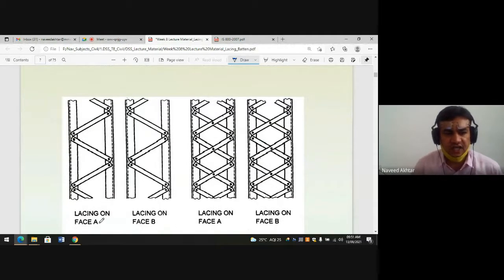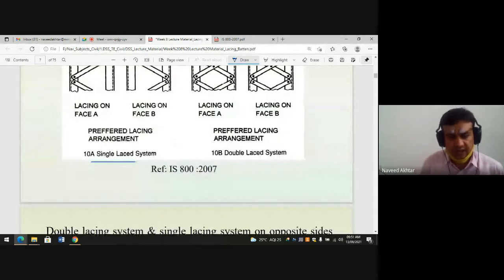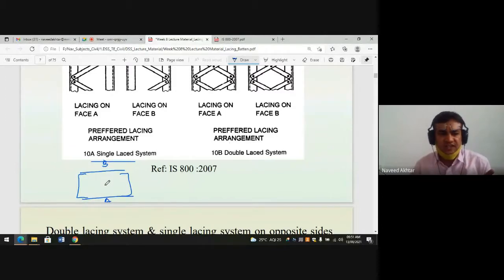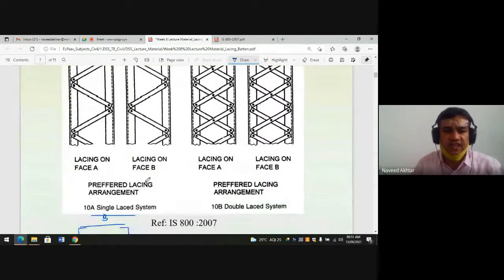Lacing on the face A, lacing on the face B. Because you know, if you are providing the two columns, so if I say this is the face A, this is the face B. Okay. So in plan it is face A, face B. But if you look from the front side of A, if you look from here, so this one should be the same shadow of the face B. Okay. So this type of arrangement is the preferred arrangement.